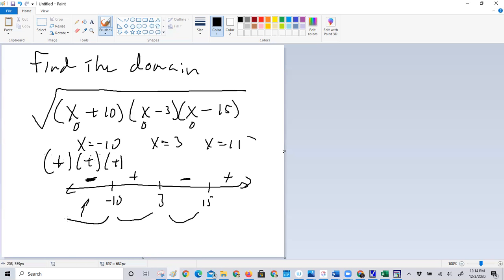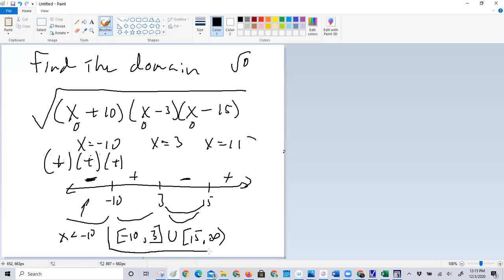So anything less than -10, if x is less than -10, that's not in the domain. But from -10 to 3 is, and it's inclusive, hard brackets, because we can take the square root of 0. The square root of 0 is 0. So these zeros work. And then we have to skip over, because between 3 and 15, the value is negative. We can't take the square root of that. So we have to skip over that. So I do a little u for the or. And then we can go from 15 to infinity because it's positive there. And of course, we are open at infinity because only Chuck Norris can get there. So there's the domain of that function.